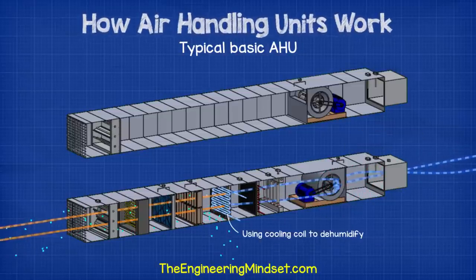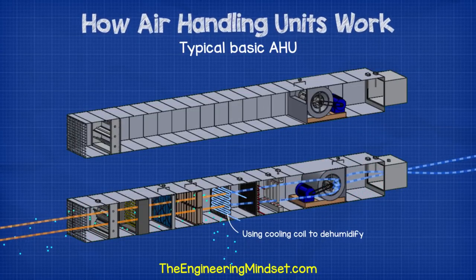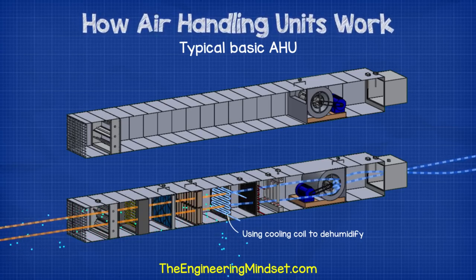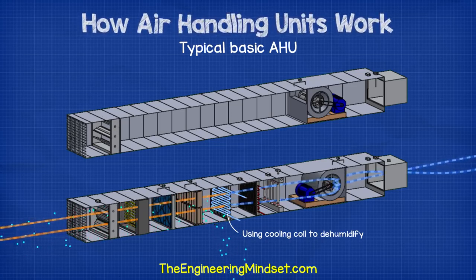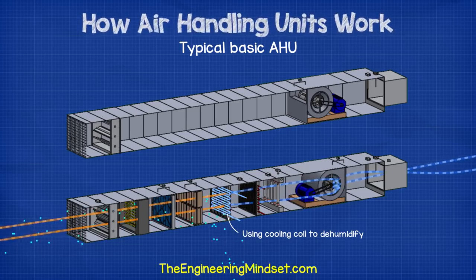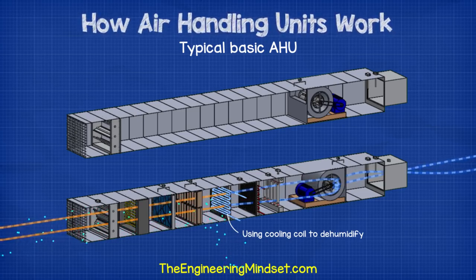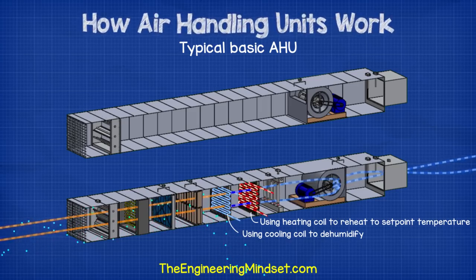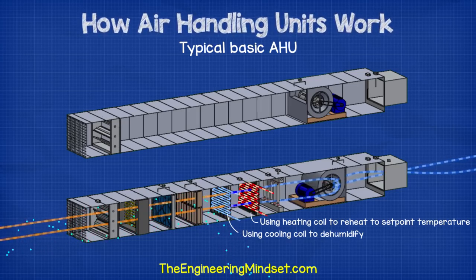If the air is too humid, then this can be reduced through the cooling coil. As the air hits the cooling coil, the cold surface will cause the moisture within the air to condense and flow away. You'll find a drain pan under the cooling coil to catch the water and drain this away. The cooling coil can be used to further reduce the moisture content by removing more heat, but of course this will decrease the air temperature below the supply set point.